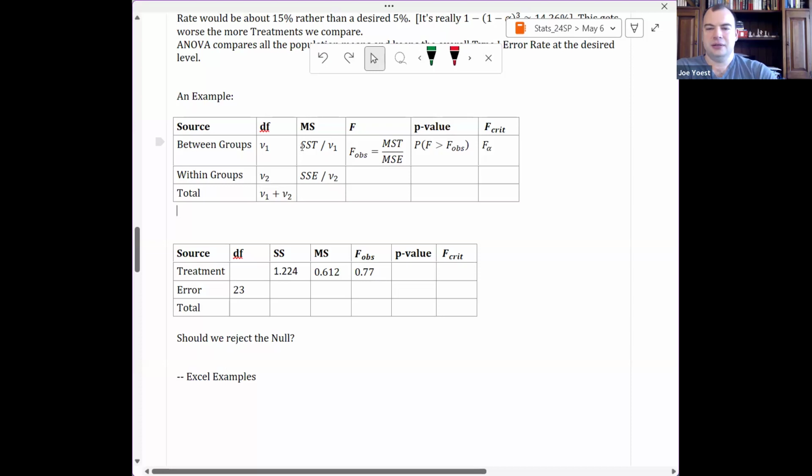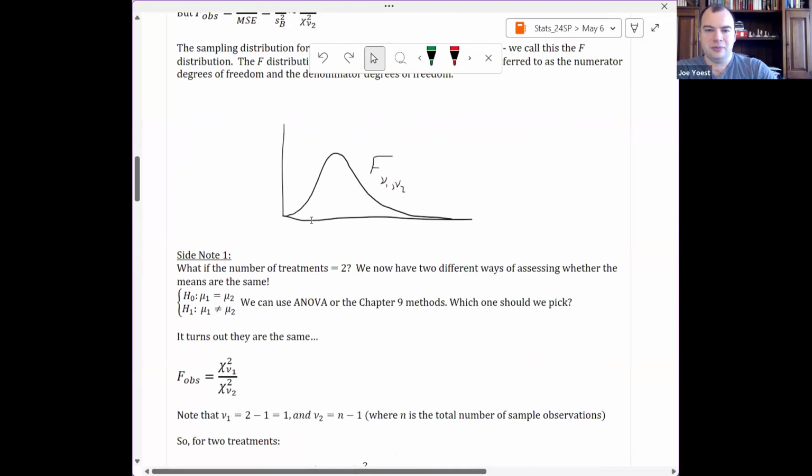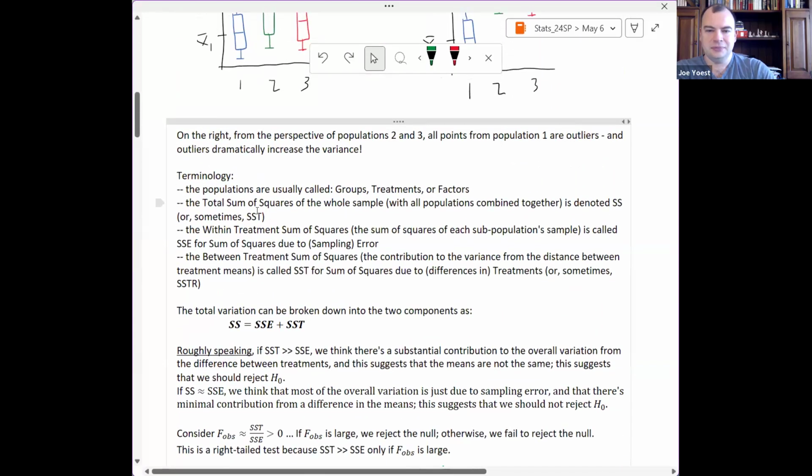Well, I do see that MS is SST over nu 1. So if I go back up, I see that SST, the total sum of squares, is also denoted SS. So this is where it's kind of unfortunate that we have SST used in two different places here. We have to kind of untangle what we're talking about. But we see that when we're talking about SS, that corresponds to SST.